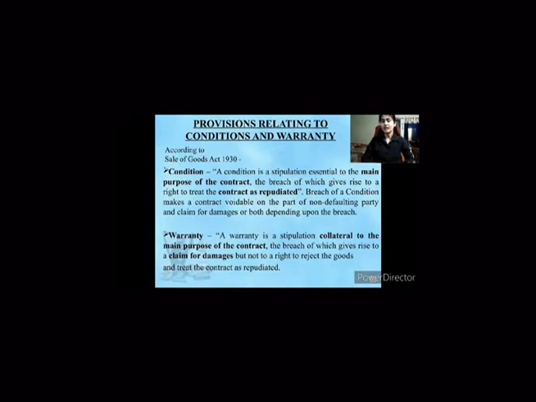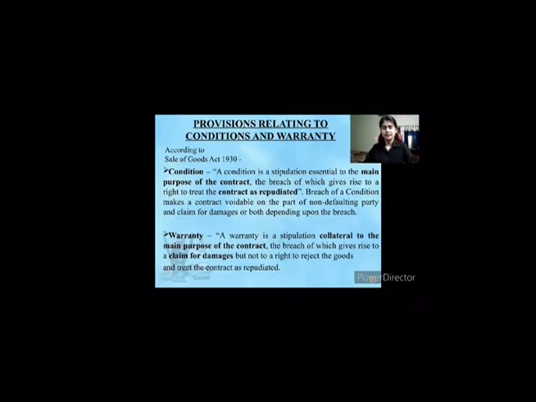वहीं अगर वारंटी को देखा जाए तो वारंटी ऐसी शर्तें होती हैं जो कोलैटरल होती है मेन पर्पस से, एडिशनल होती है मेन पर्पस से. जब इन शर्तों को तोड़ा जाता है तो बायर सिर्फ डैमेजेस के लिए क्लेम कर सकता है, वो रिफंड की डिमांड नहीं कर सकता, वो कॉन्ट्रैक्ट को कैंसिल नहीं कर सकता, सिर्फ और सिर्फ डैमेजेस के लिए क्लेम कर सकता है.